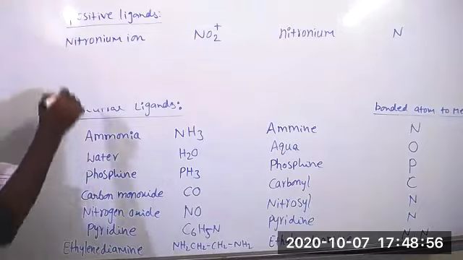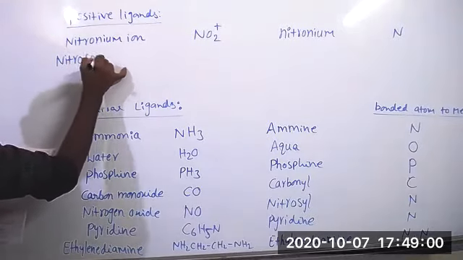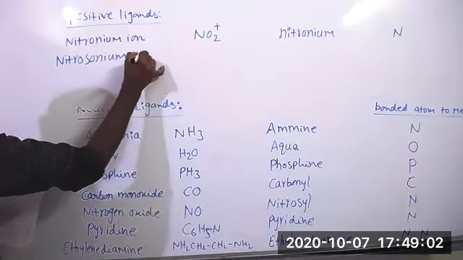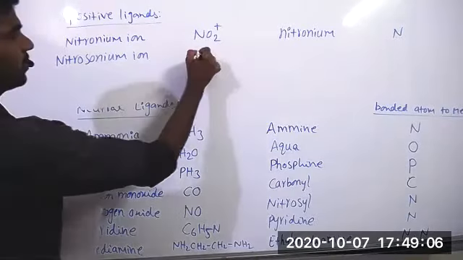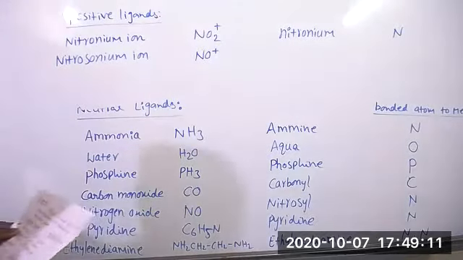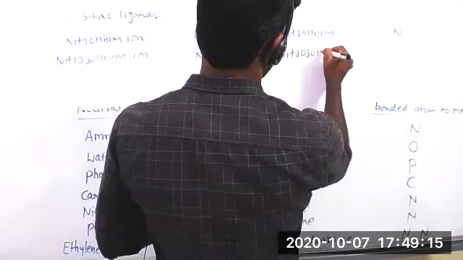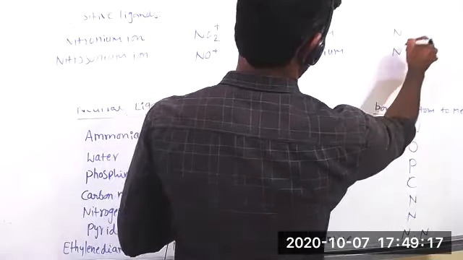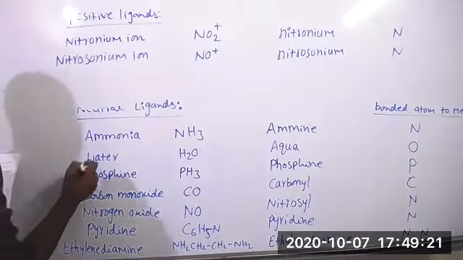Next one, nitrosonium ion. Here, small confusion between nitrosonium ion and nitrogen oxide. Same formula we are using, but here carrying charge. NO plus. This is nitrosonium. Here also nitrogen is bonded to central metal atom. Then hydrogenium ion.